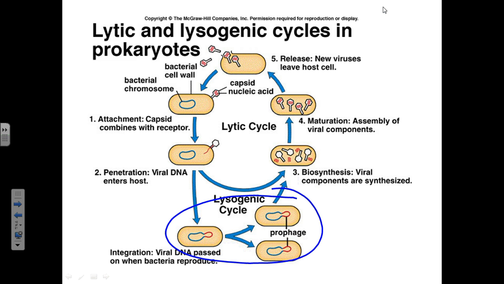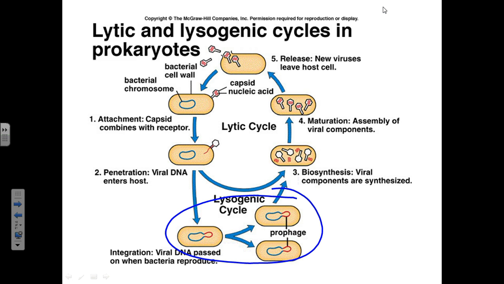So it starts step 3, which is biosynthesis. It starts making the pieces of a virus. Step 4, maturation, where it actually starts putting the virus pieces together. And then eventually it's going to have made so many hundreds and thousands of viruses that they're just going to burst out of the cell. And that's why the whole cycle is called what?